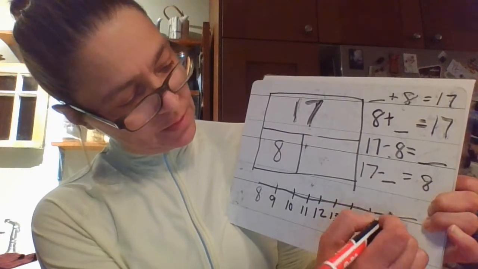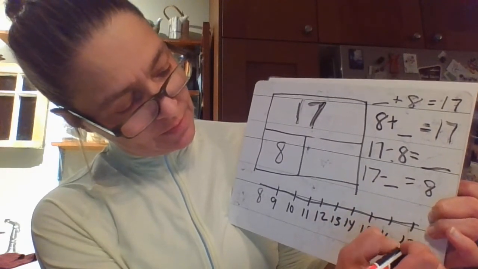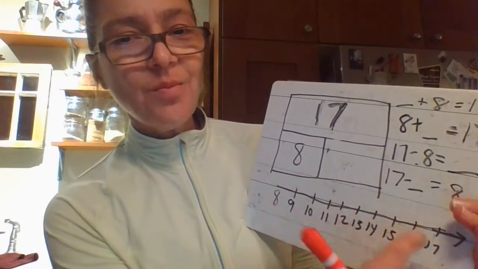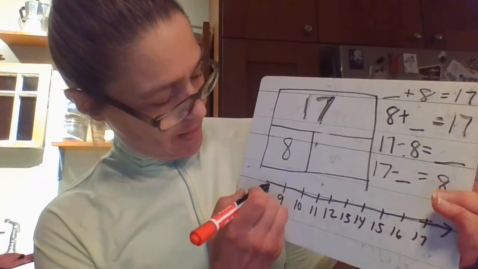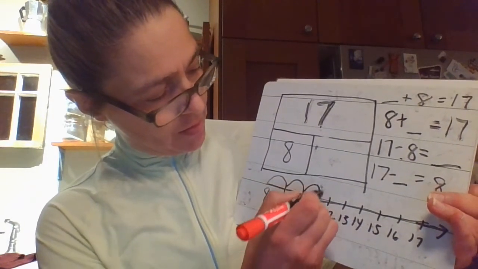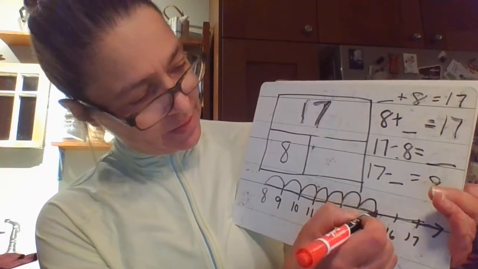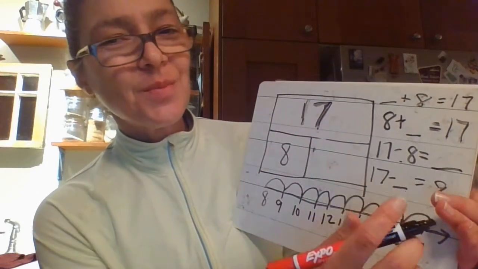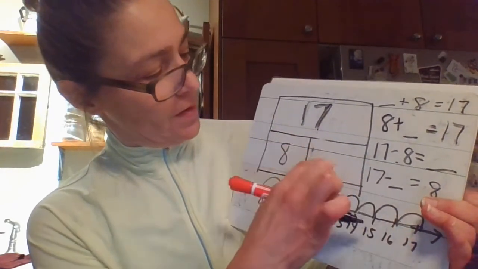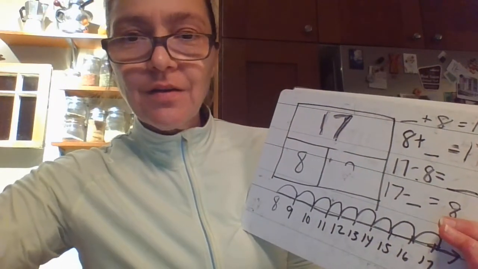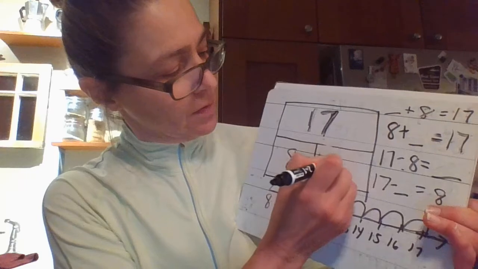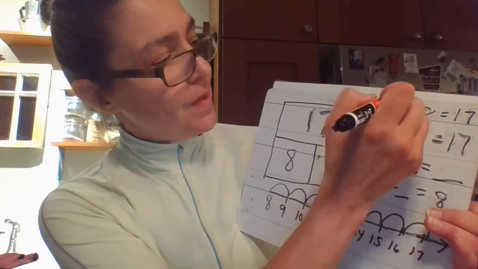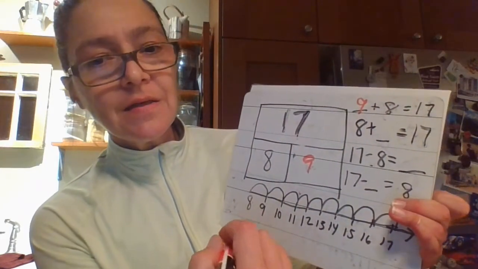Oh, I need more number line. 16, 17. Okay, so now I need to count how many jumps I got to get there. So we have 1, 2, 3, 4, 5, 6, 7, 8, 9. I think this was one of the facts from yesterday. So we have 9, and I can write it in a different color, as our unknown part.